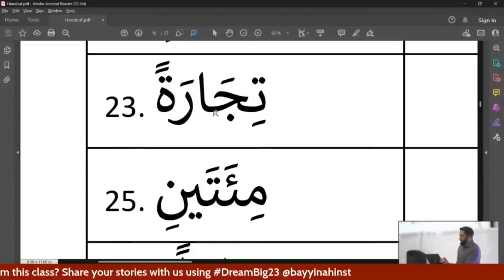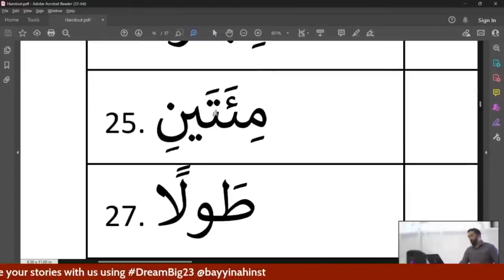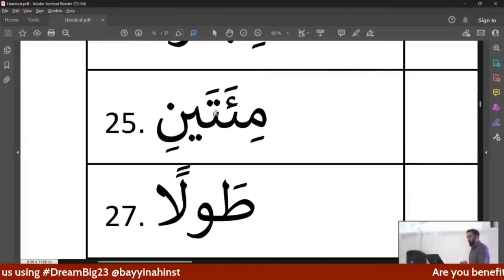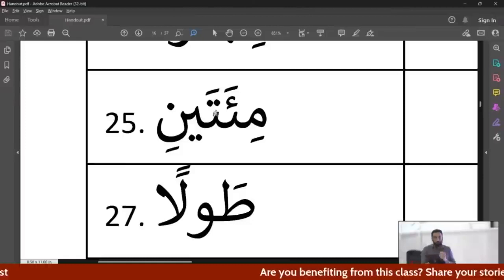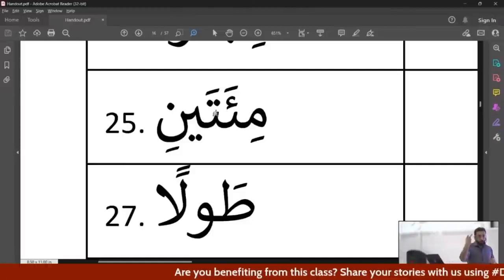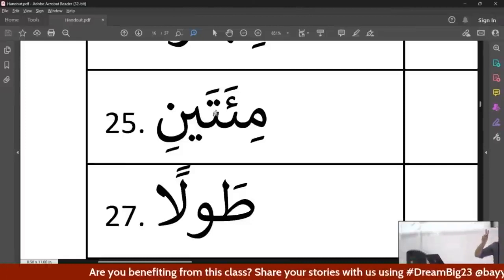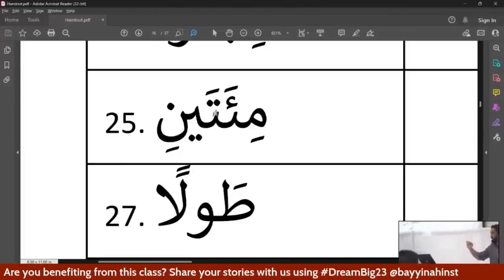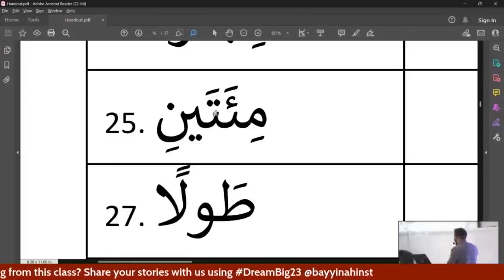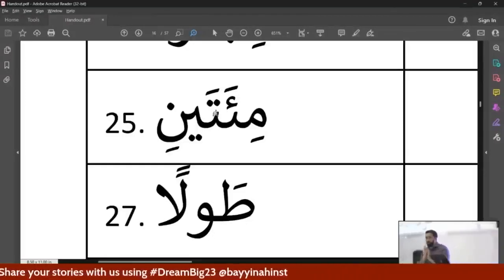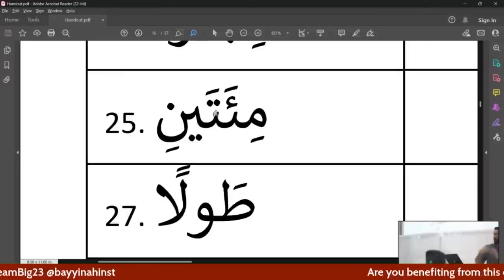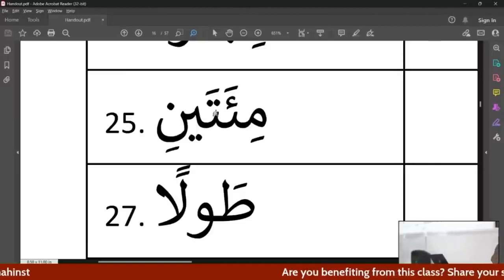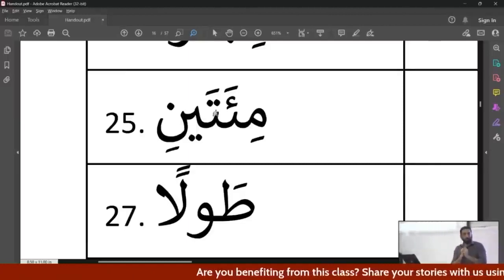This is a hard one. Mi'ataini. How many? Two. Aini. Two. Number is two. Status. Nasab or jar. Here's the hard one. Gender. Some people say masculine. Some other people say masculine. Some people are finally saying feminine.